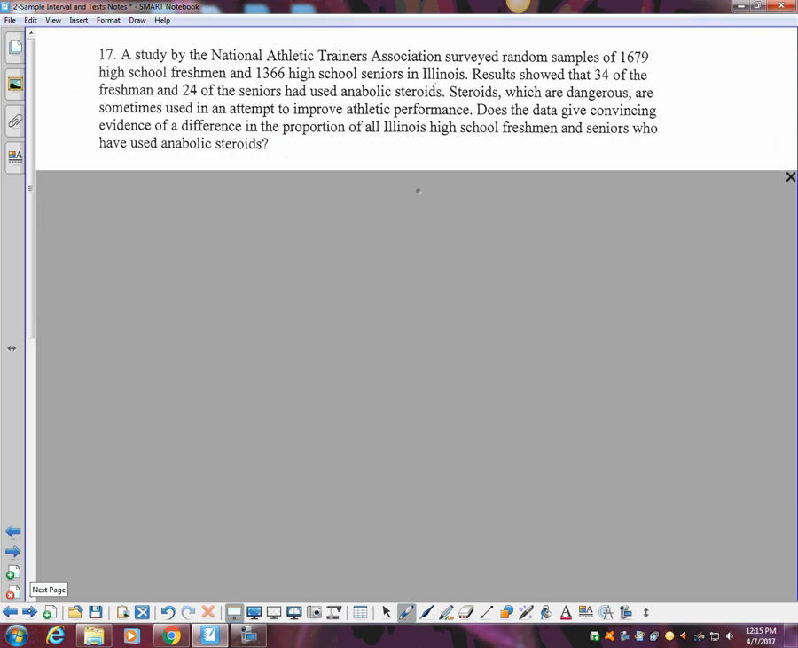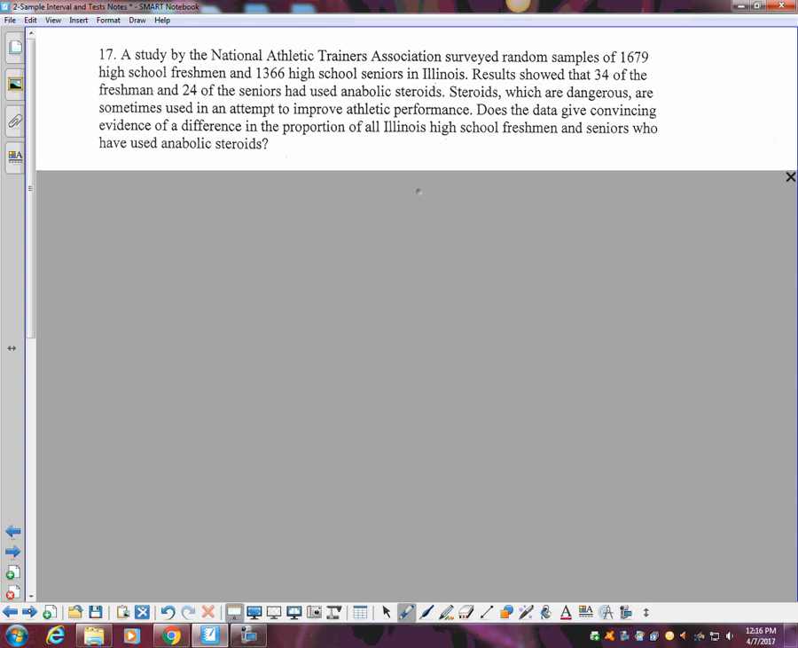Okay, let's look at another one. A study by the National Athletic Trainers Association surveyed random samples of 1679 high school freshmen and 1366 high school seniors in Illinois. Researchers showed that 34 of the freshmen and 24 of the seniors had used steroids. Steroids, which are dangerous, are sometimes used in an attempt to improve athletic performance.